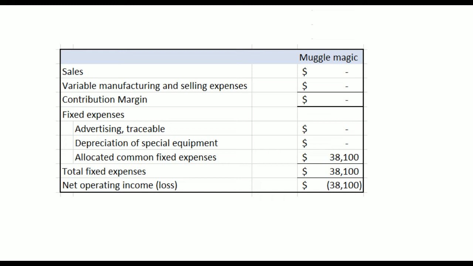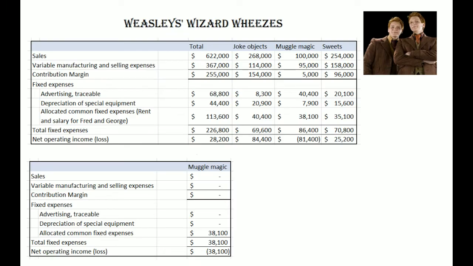So they will have a net loss in this segment of 38,100 versus the negative 81,400. And the difference of these two is 43,300. So there is an advantage if we do the net loss after discontinue minus the net loss before discontinue. This is an advantage because they will lose less money, the 38,000 versus 81,000.